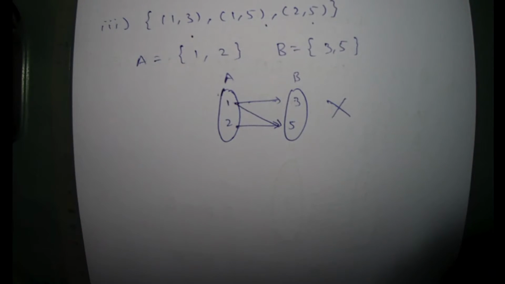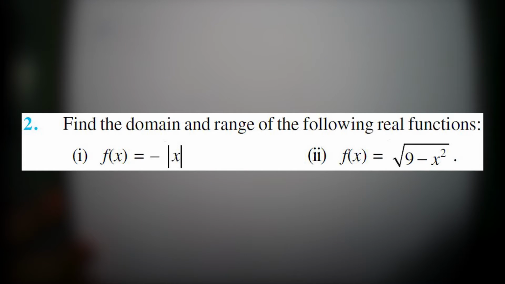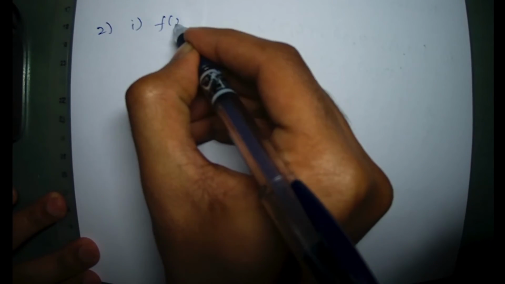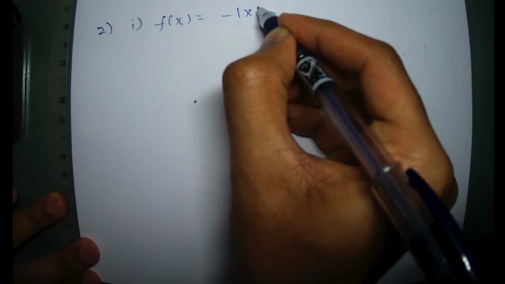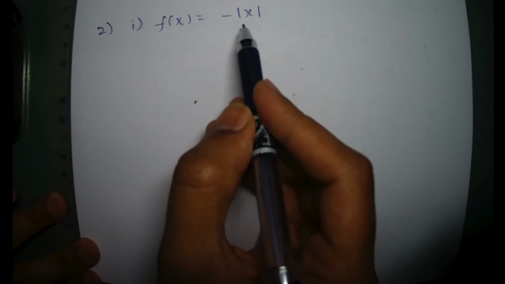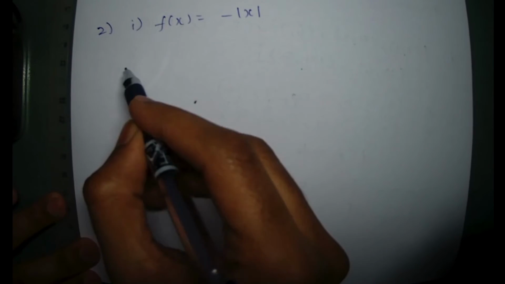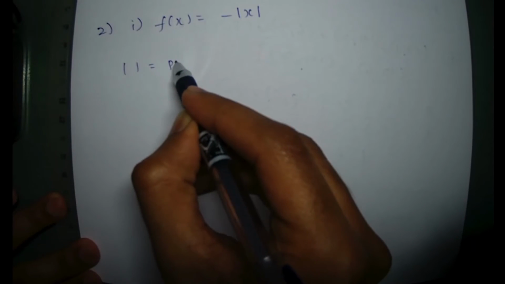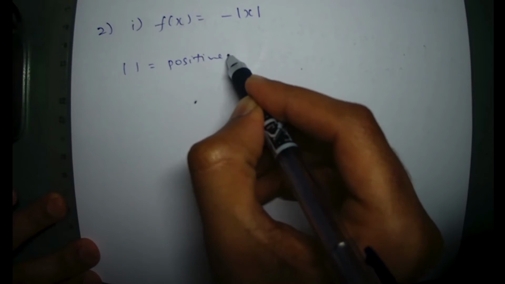Now coming to the second question: find the domain and range of the following real functions. We have two functions for which we have to find the domain and range. The first function is f of x equals minus mod x. We have to find the domain and range for this. First we see that the function has a mod. A mod function always gives a positive value.